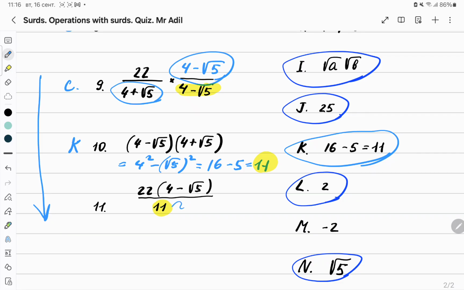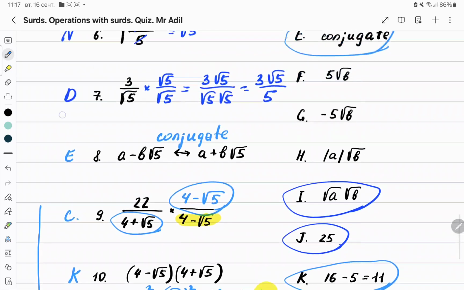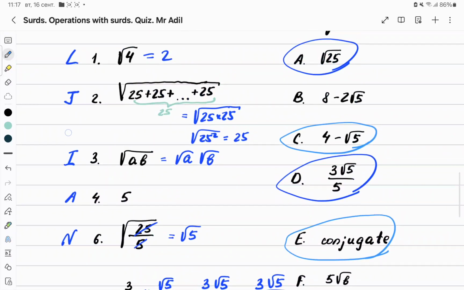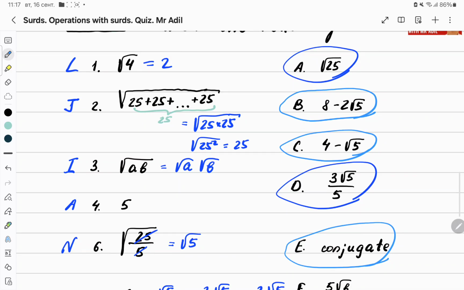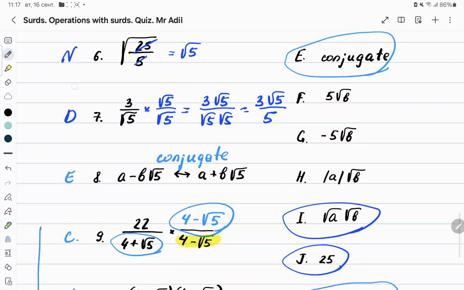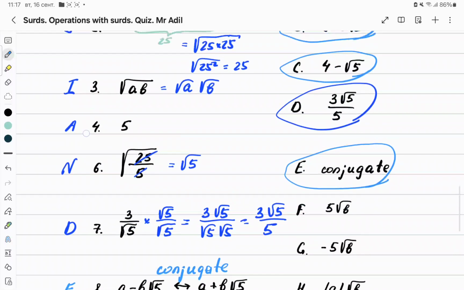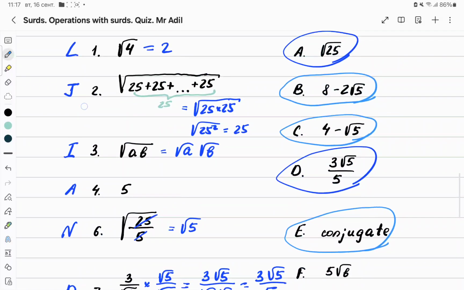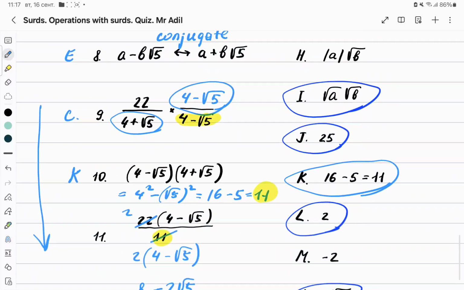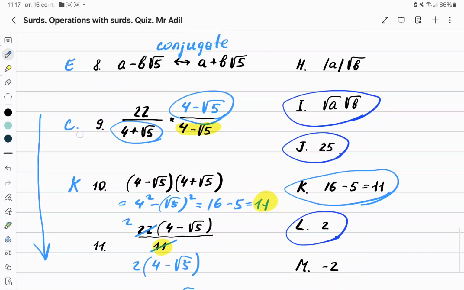Okay, and then the final step, we can reduce the fraction by 2, and then 2 square root of 5, 4 minus square root of 5, and then open the brackets to simplify completely. 2 square root of 5. And let's find this answer in the answer options. Yeah, so here we go, it is B part. 8 minus 2 square root of 5. Okay, so you see that not all the questions have answers. I mean, some answers remained without questions. It's fine.